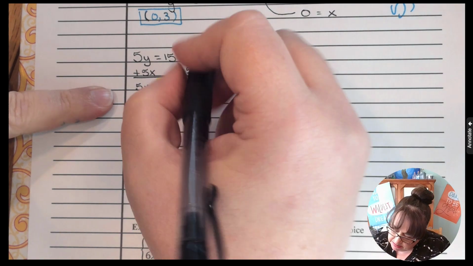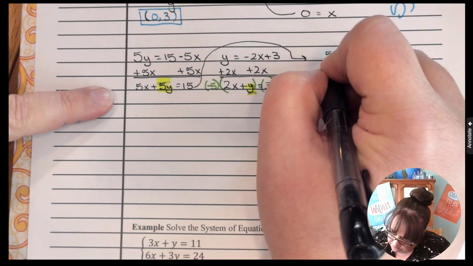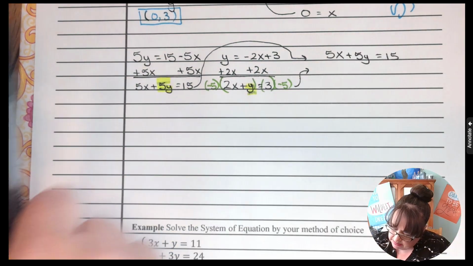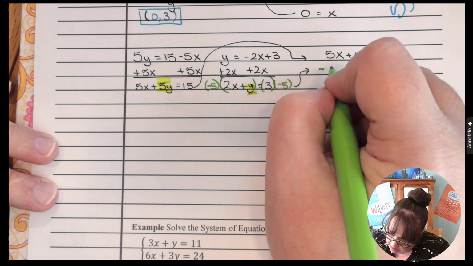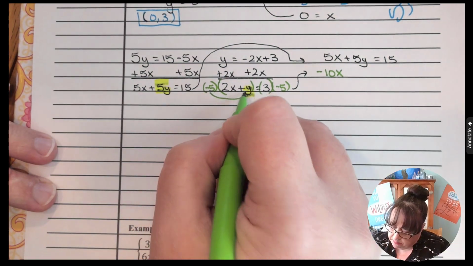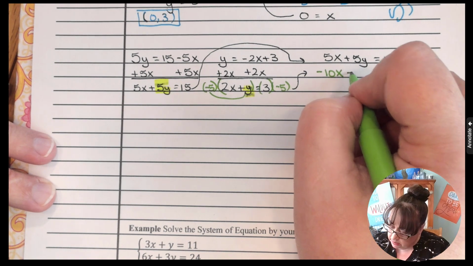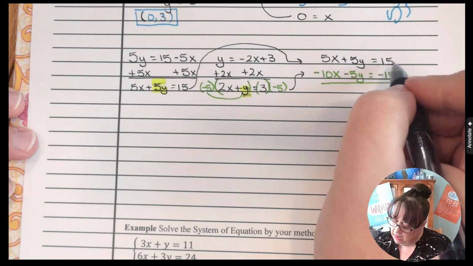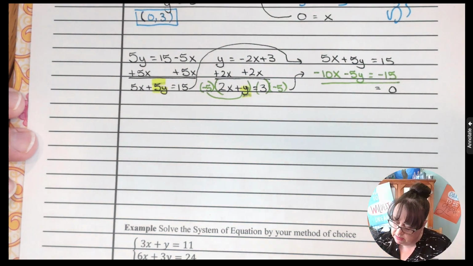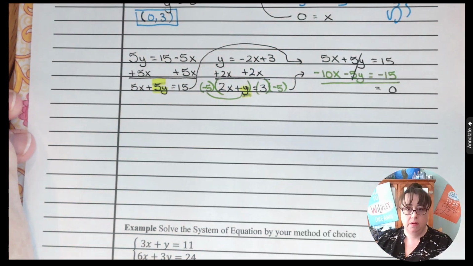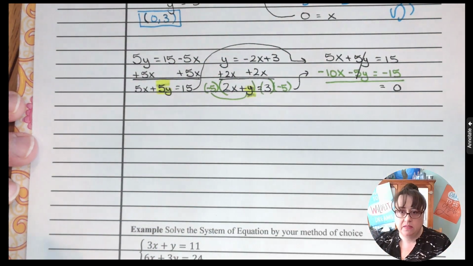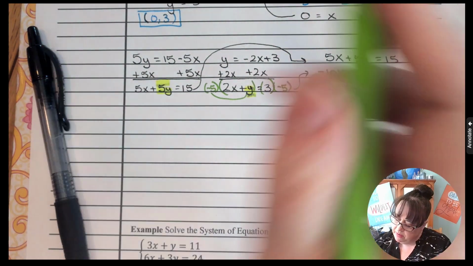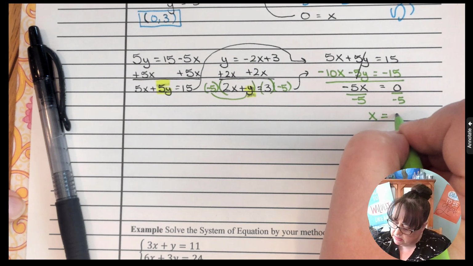So I'm going to take this, it's kind of messy, and it's going to be 5x plus 5y is equal to 15. And I'm going to take this, and it's going to be negative 10x. 5 times negative y is a negative 5y, and 3 times negative 5 is negative 15. So now I have 15 minus 15, which is 0. 5y minus 5y is 0. And 5x minus 10x is a negative 5x. So now I can divide by negative 5, and x is 0.